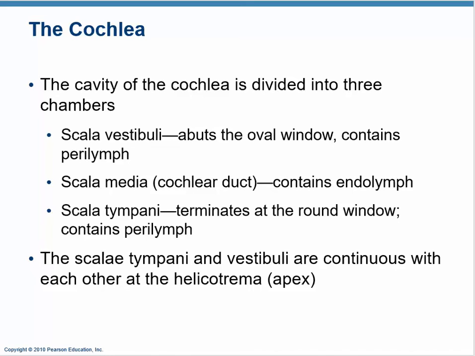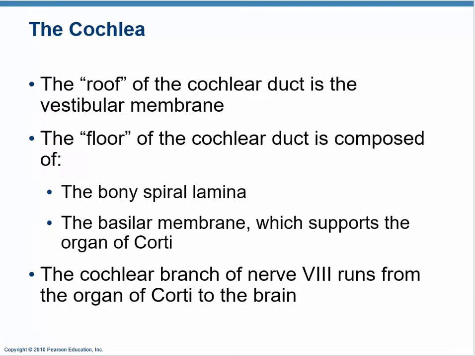So there's the scala vestibuli, so that's right against the oval window, and there's perilymph in that. The scala media is filled with endolymph, and the scala tympani terminates at the round window, and it's perilymph. So we'll look at this a little more closely.